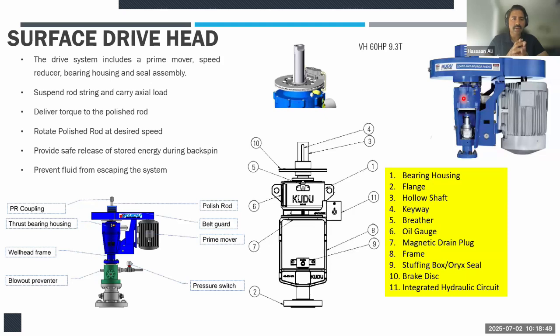And it will rotate the polish rod at the desired speed, so your rotor can actually rotate at that particular speed as well. It also provides the sealing around the polish rod. So it ensures that the wellbore fluid will not have uncontained release, so it will provide that sealing right over here or right over here in another picture.